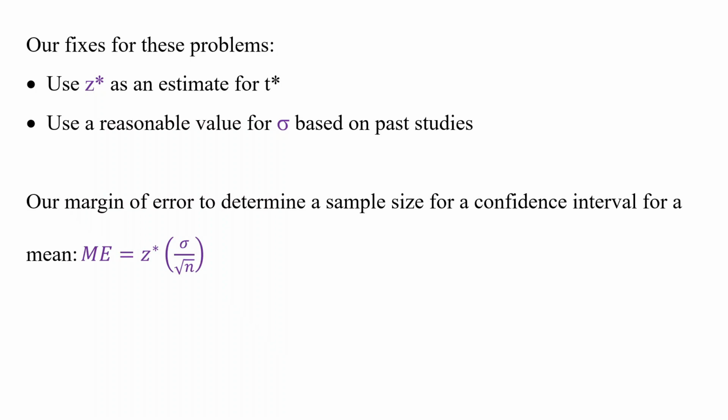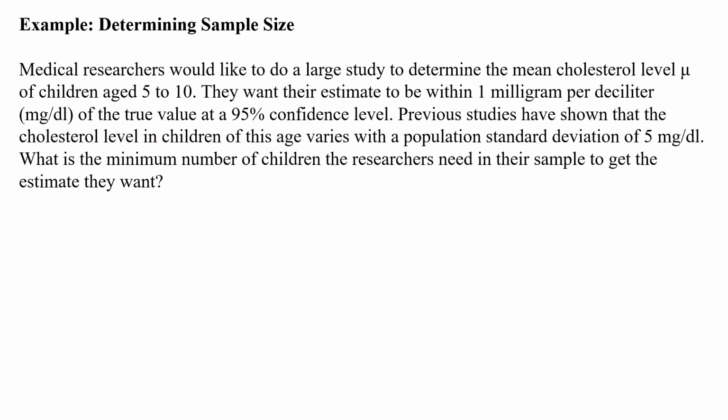So our margin of error to determine a sample size for a confidence interval for a mean is going to be this. It's going to look the same as the margin of error for a one sample z interval for means. We do have to make some assumptions about that, but that is the best we can do in order to determine our sample size needed for a set margin of error. We're going to go through an example of what this looks like.